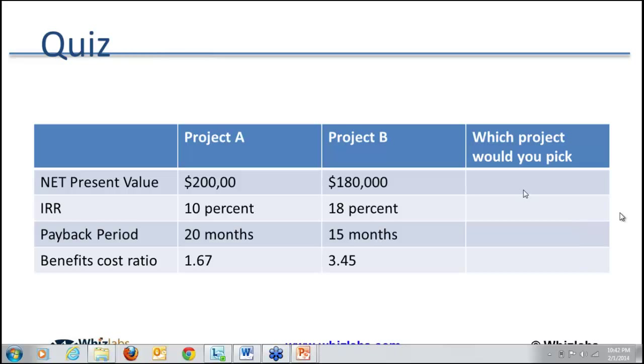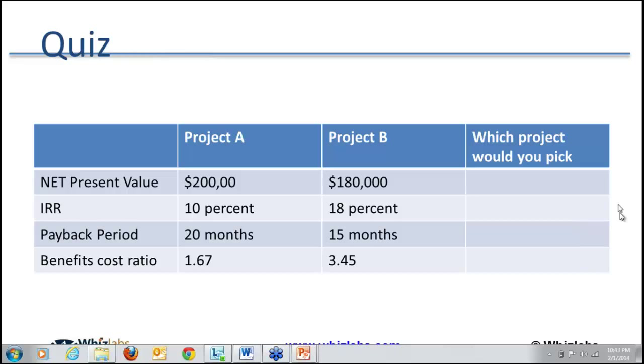Okay. So anybody would like to say which project will you select? Project A for internal rate of return of 10% and project B with 18%. Let me unmute Ranita again. Ranita, can you hear me out? Yes. You would go with the 18% project B. No calculation is needed. You would opt for the greater investment rate of return.